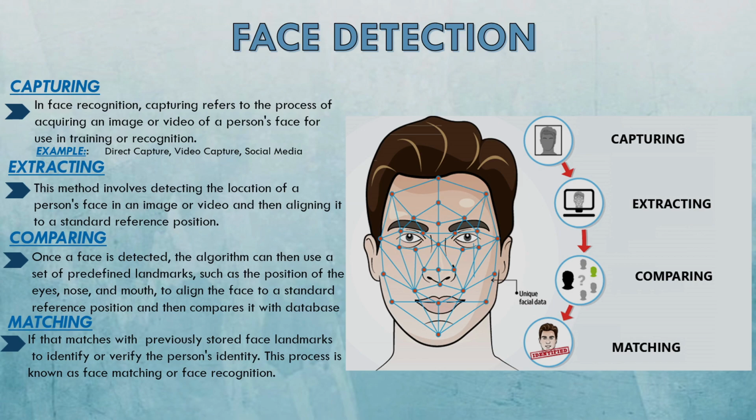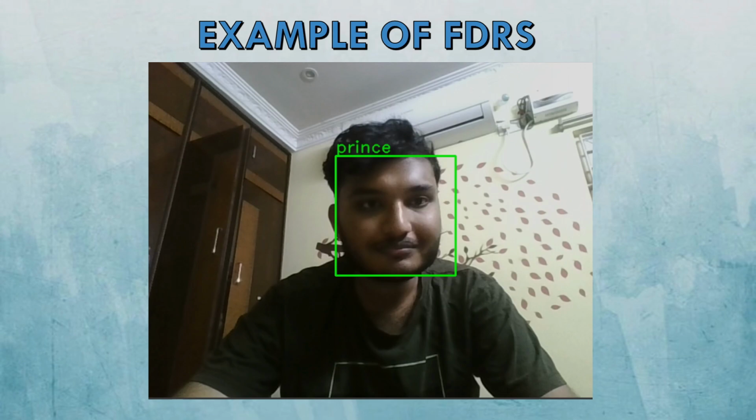So let me give the four steps easily. Capturing, we have to capture the face data. Second, extracting, we have to extract alignment and patterns of our face, such as eye position, nose position, eyebrow position, etc. And we have to compare the whole data which we have extracted with our database. And if a match is found, then we can say that we have a face, and we have recognized that face.